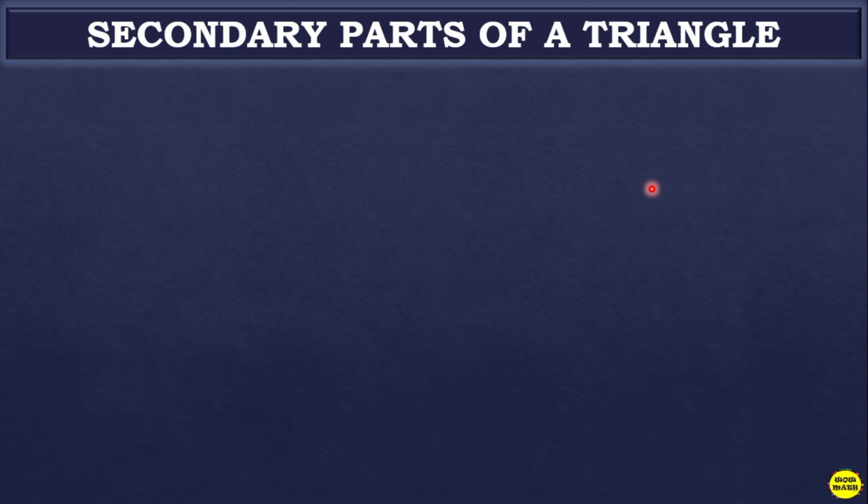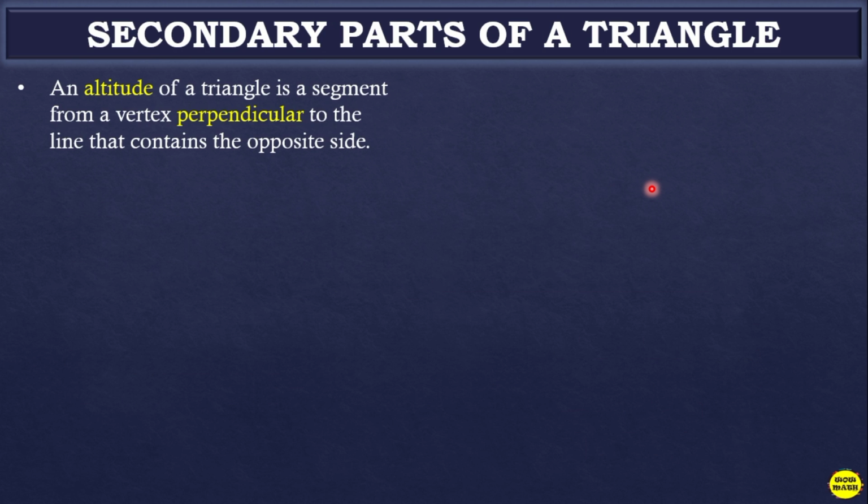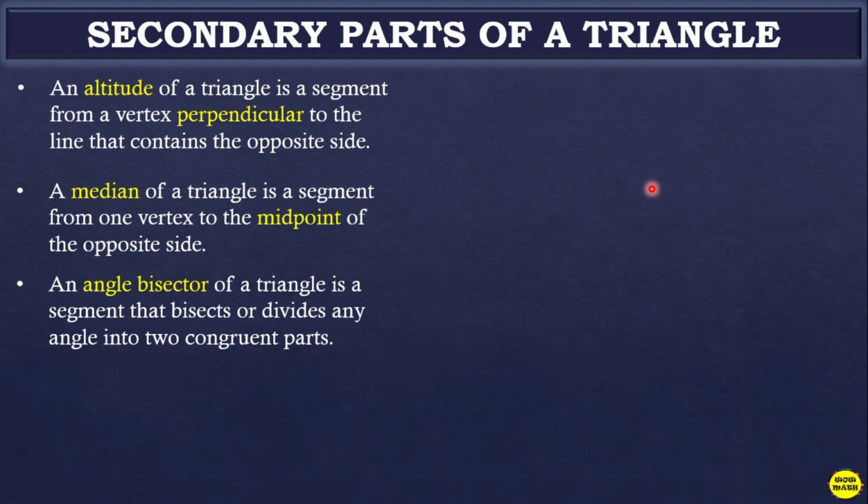Let's have the secondary parts of a triangle. So we have the altitude, the median, and the angle bisector. These are the secondary parts of a triangle. So let's have this figure. I have here triangle ABC.